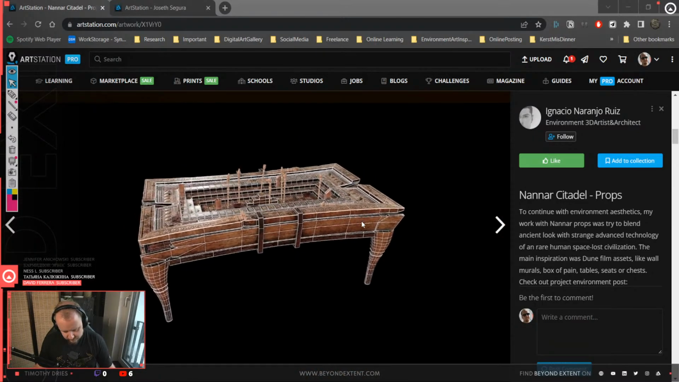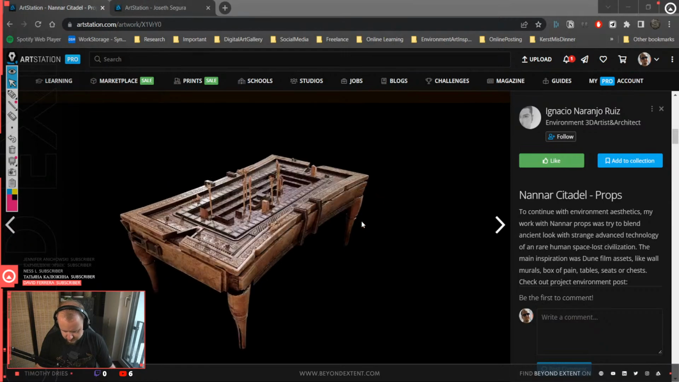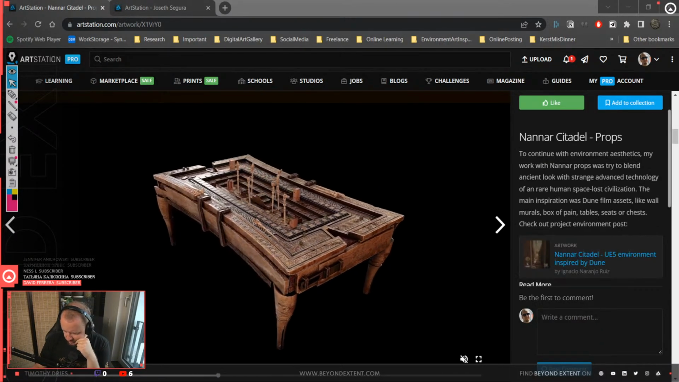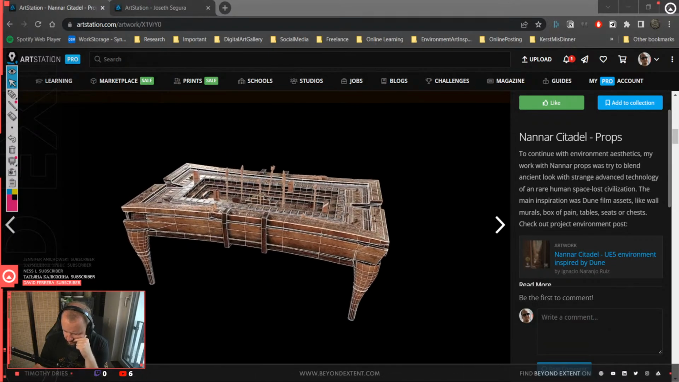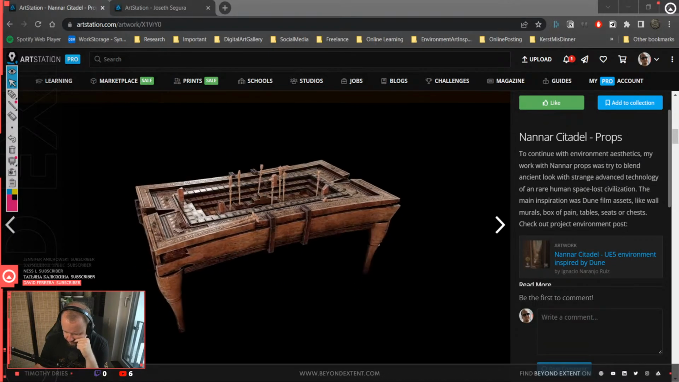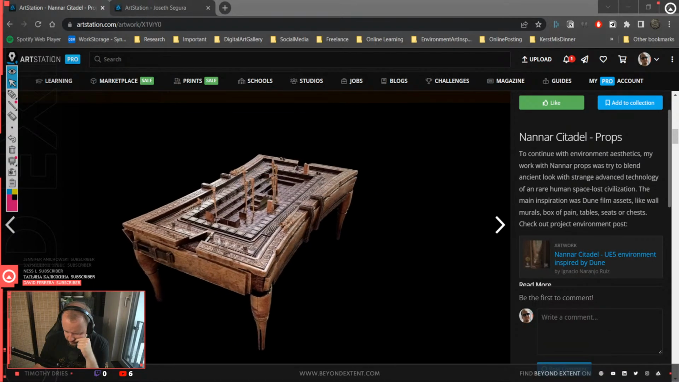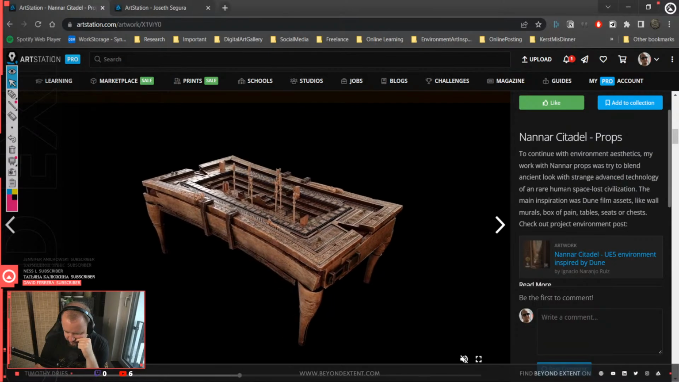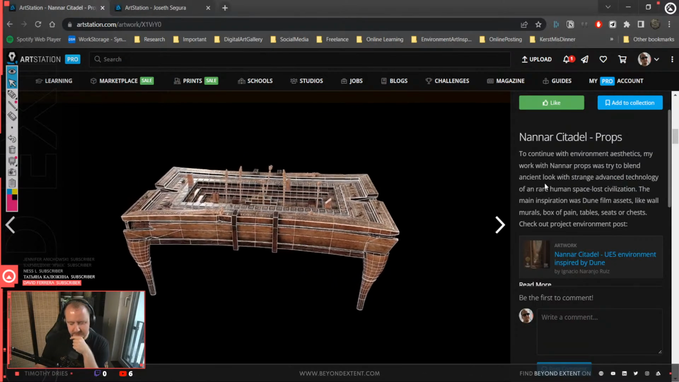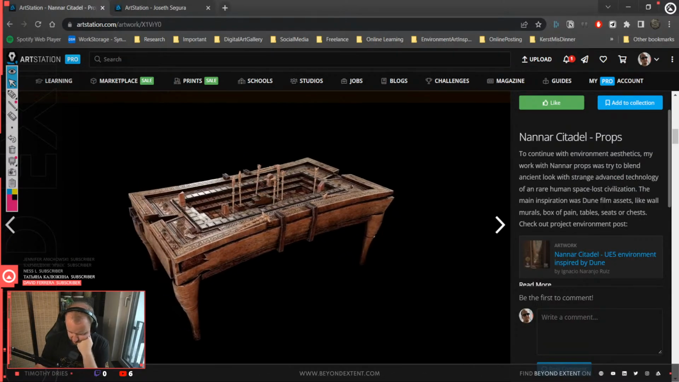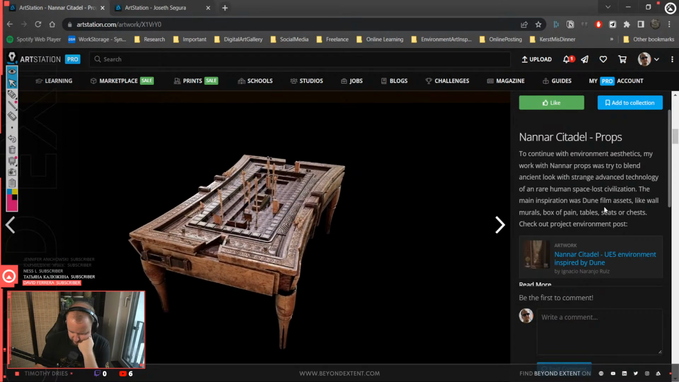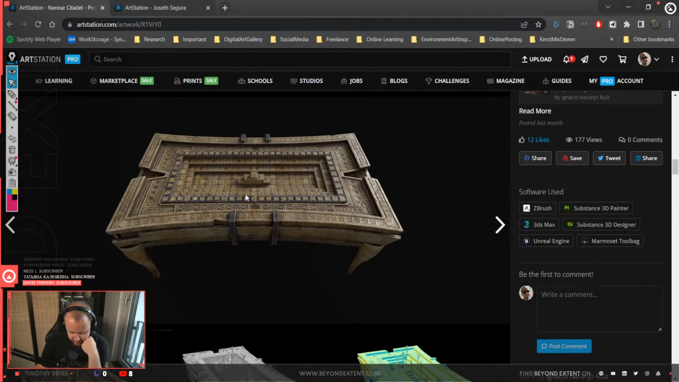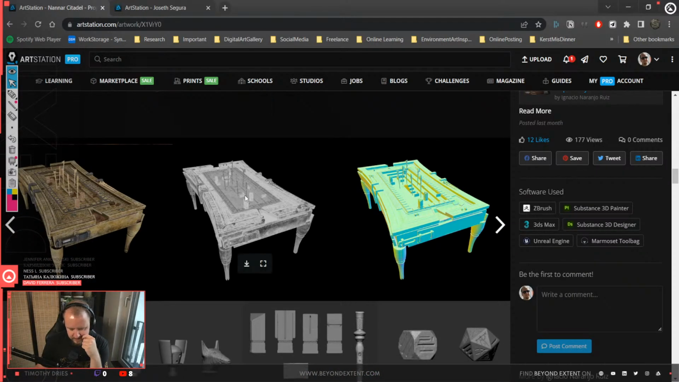Oh, nice. Got the wireframe on here as well. Let me, at the same time, read some of this stuff as well. Try to blend alien, ancient look with strange advanced technology of a rare human space lost society. Okay. Like Dune. Okay, cool. We'll have a look at the environment in a bit.